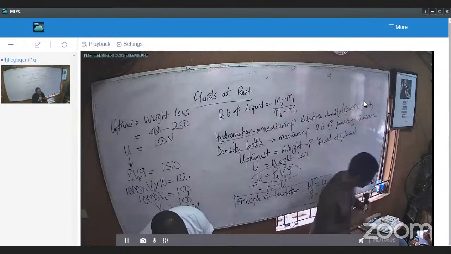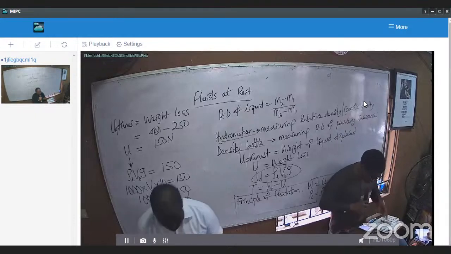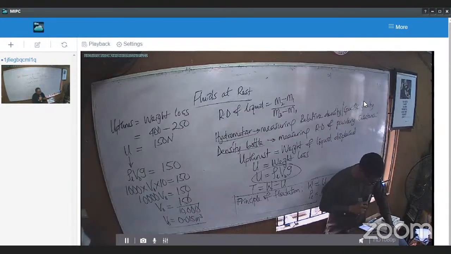In brackets, density of the liquid equals 1,000 kilogram per meter cube. Density of the cork equals 250 kilogram per meter cube.